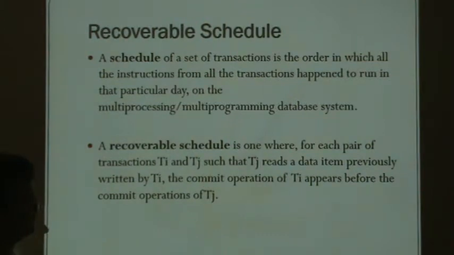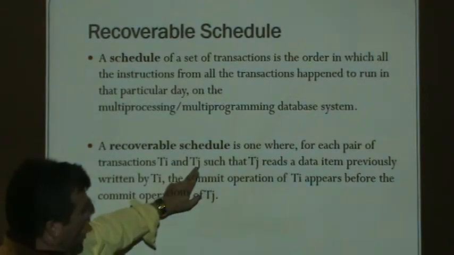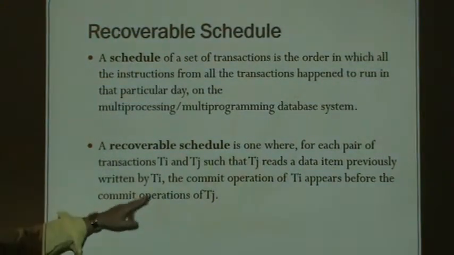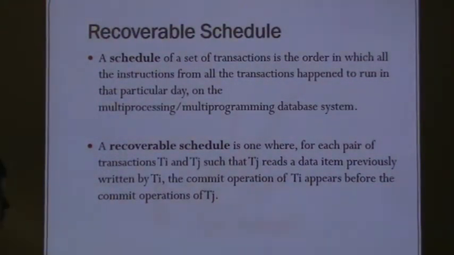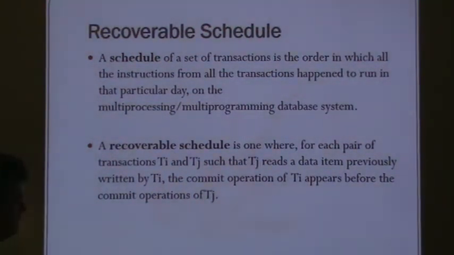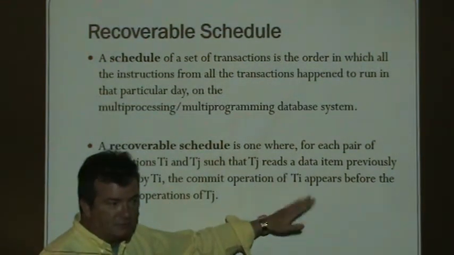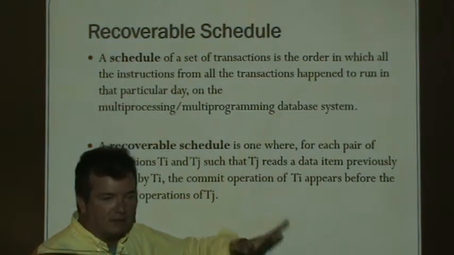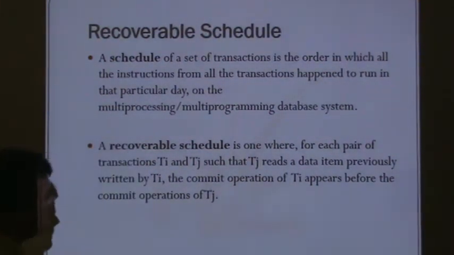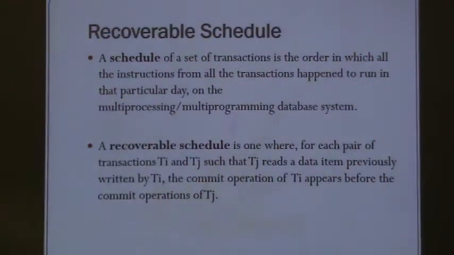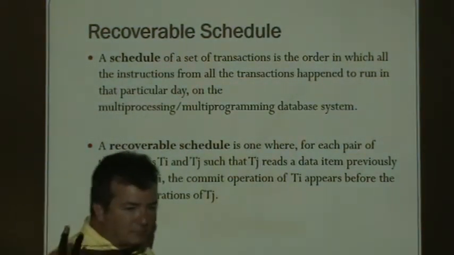A recoverable schedule is one where for each pair of transactions, transaction I and transaction J, such that J reads data that was previously written by transaction I, then what that means is it has to appear as though J finishes after I. So the commit, which is the step where a transaction says, I've done all my processing and my data is consistent, I'm ready to now say this transaction is officially over. So the commit operation of transaction I has to appear before J. J cannot finish unless I claims it is officially finished.